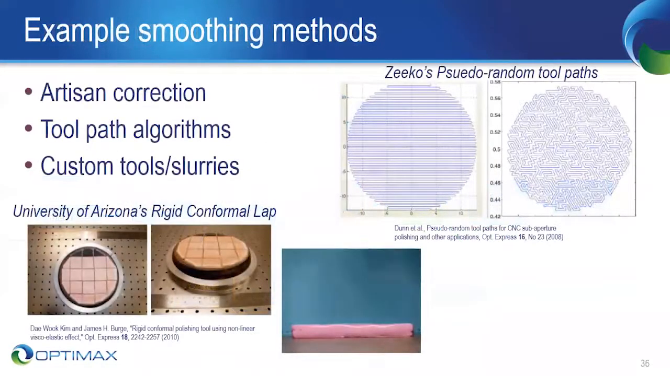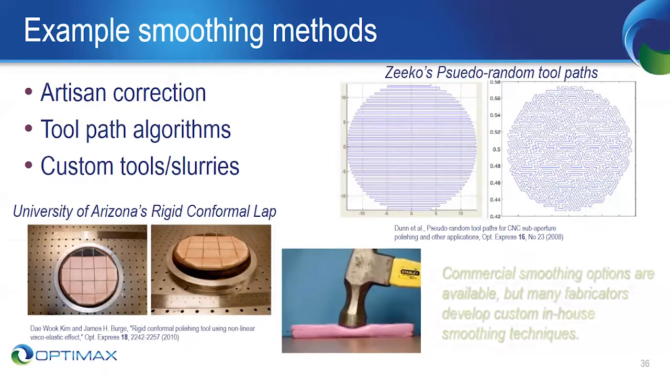Some of those smoothing methods, there's many of them. There's artisan correction, toolpath algorithms. An example is Zygo's pseudo-random toolpaths. Instead of having a raster or rotational polish, it's fairly random, so that you don't have those periodic patterns built up. There's also custom tools and slurries. Another example of that is University of Arizona's rigid conformal lap that uses non-Newtonian fluid. Pretty neat stuff. I recommend checking out some of the links here for additional information.